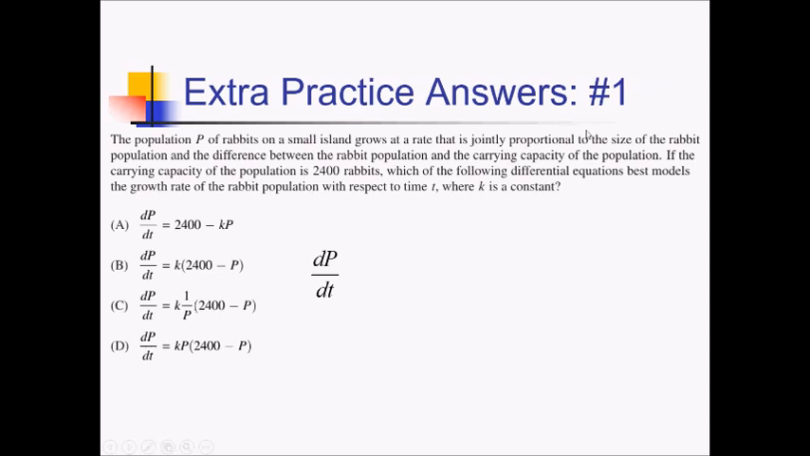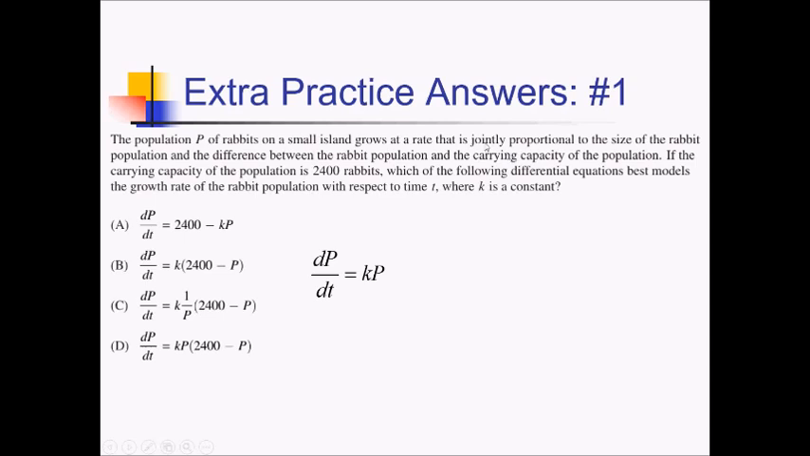Okay, so jointly proportional. Well, proportional means we're multiplying it by some constant k, and jointly proportional means we have two things that are getting multiplied by k. So we're multiplying the size of the rabbit population, which is P, so that's going to be kP, and the difference between the rabbit population and the carrying capacity, which is basically the amount of rabbits at which it's hard to get above that amount because you start running out of food and all the other things that go on.